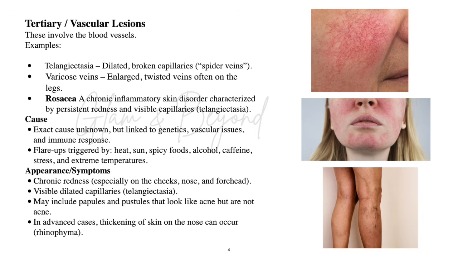Well, like I said, chronic redness, especially on the cheeks, nose, and forehead. Again, it has visible dilated capillaries, which again are known as telangiectasia. It may include papules and pustules that look like acne but are not acne, so don't get that confused. In advanced cases, thickening of the skin on the nose can occur, and that is known as rhinophyma.